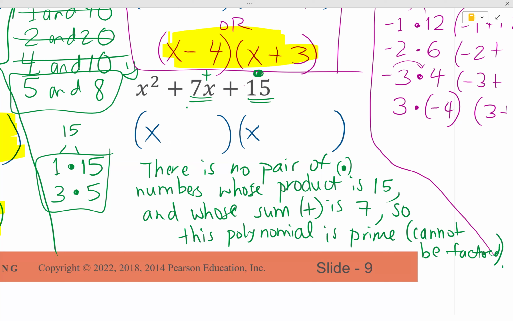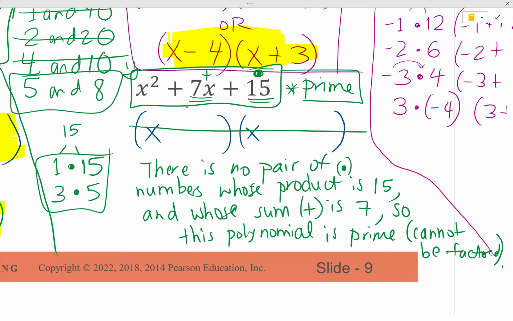We haven't seen that yet, but there are sometimes where you see a polynomial like this one. It's a trinomial. Okay, I know what technique to use. Boom, I try to do it. Doesn't work. That means it's prime. You cannot factor it. You won't see that too often, but I wanted to throw one of those in there.